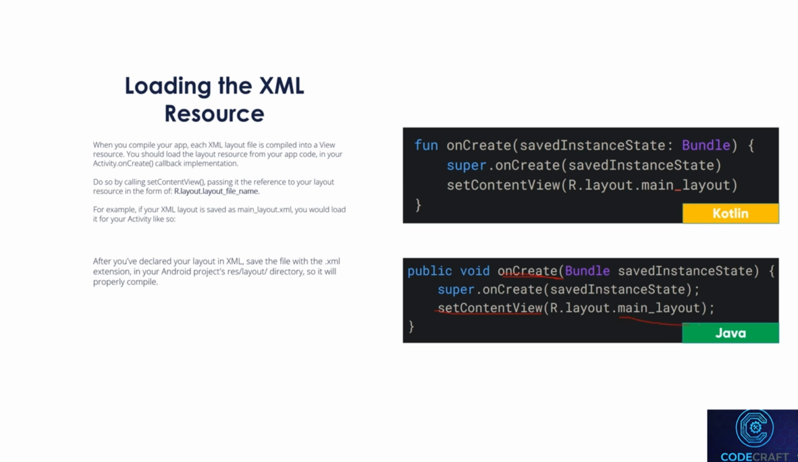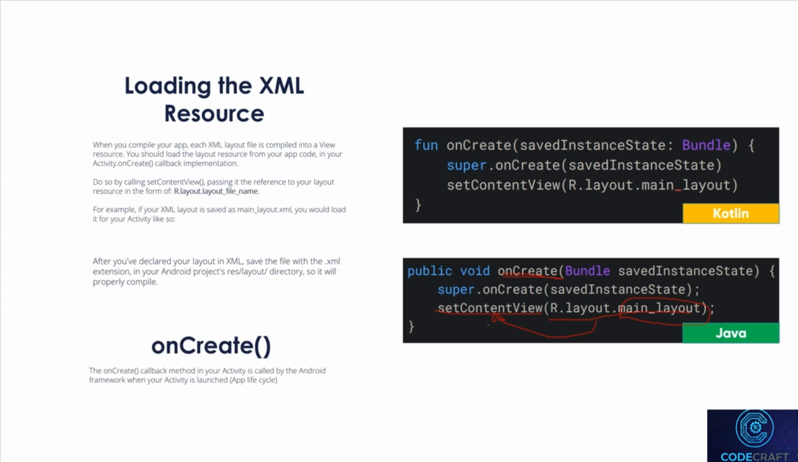So my layout is called main_layout. I'm passing the reference to it, R.layout.main_layout, to the parameter of the setContentView. And the onCreate method is a method that is called by the Android framework when your activity is launched.